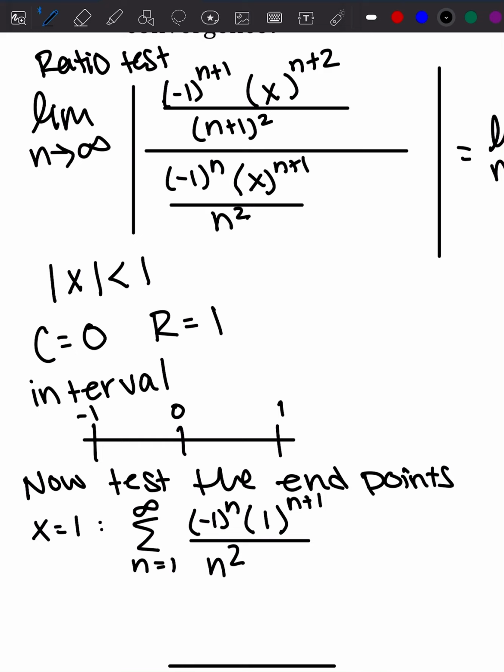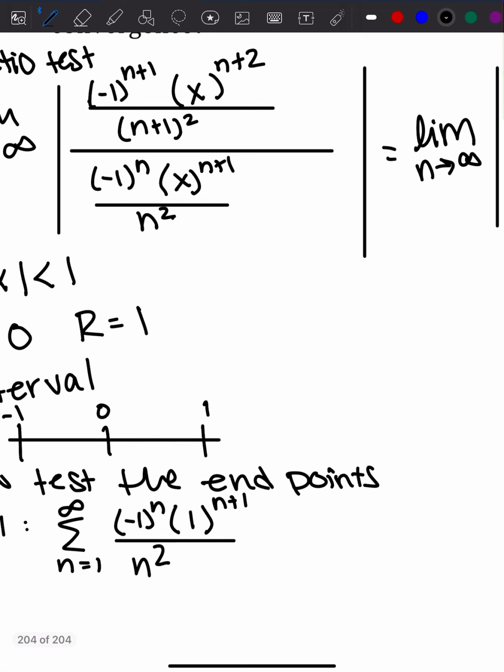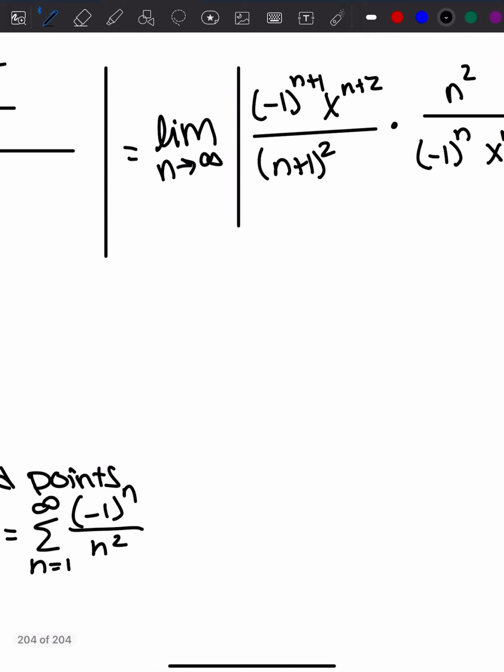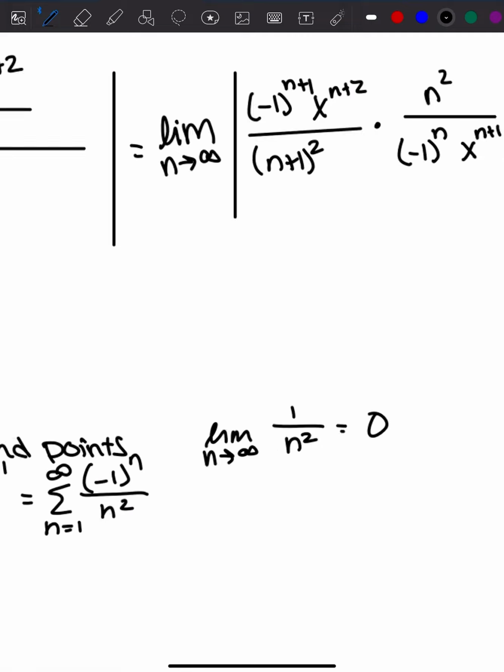We have 1 to a power, and no matter what I raise that to, it's still going to be 1, and when I multiply something by 1, it doesn't change it. So what this really is, is the summation from n equals 1 to infinity of negative 1 to the n divided by n squared. This is going to be an alternating series, so we want to do the alternating series test. We have the limit as n approaches infinity of 1 over n squared. That's going to equal 0, which is what we want.